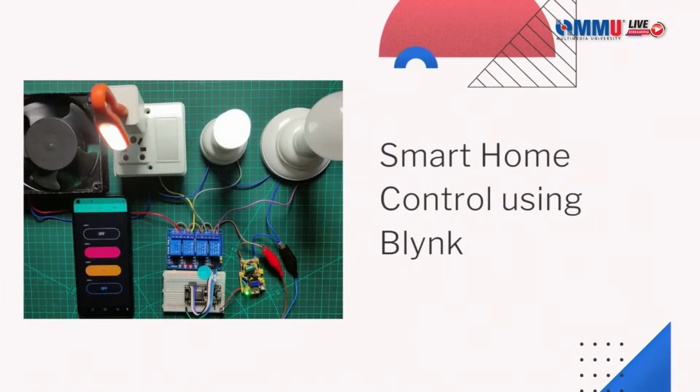In our hardware, we have a NodeMCU and also a relay module. The relay module we use is to control the light and the fans. This relay is connected to the NodeMCU. This NodeMCU has an internet connection to Blynk, so we can control the light and the fan using the Blynk app.